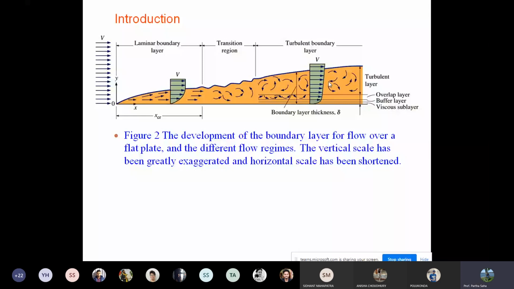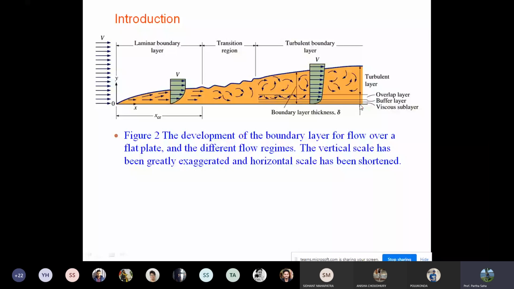Now let's look at this, where the lines are given. The turbulent region can be subdivided into 4 regions: viscous sublayer, buffer layer, overlap layer, and turbulent layer. The viscous sublayer is adjacent to the wall, where the fluid velocity is almost constant, almost a streamline velocity. That's why it's called the viscous sublayer.